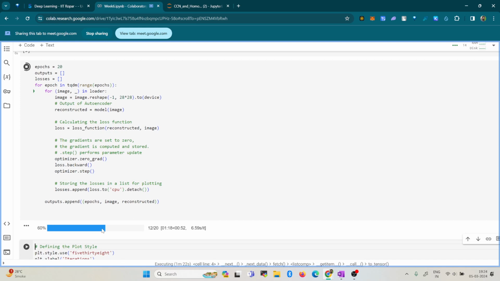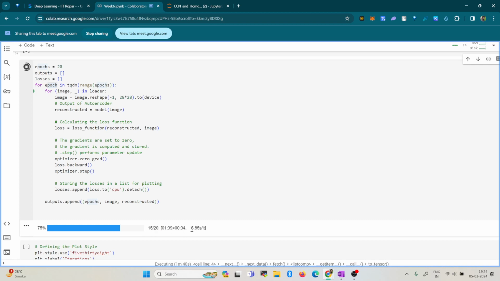So this was the role of TQDM, that it will just give you a progress bar that will keep telling you how many epochs have been completed. Because this was to run in range 1 to 20, it is telling you 14 epochs are done out of 20. Okay.